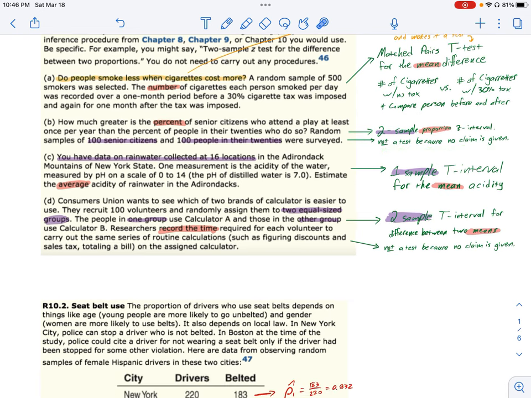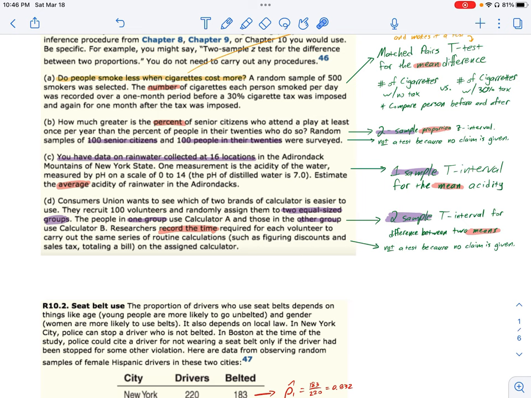C, you have data on rainwater collected at 16 locations in the mountains of New York State. So this is just a single sample, one sample. This might throw you off. You're like, what? Everything in chapter 10 is two samples. Well, yeah, but we gotta always circle back and review from the past. So it's a one sample.